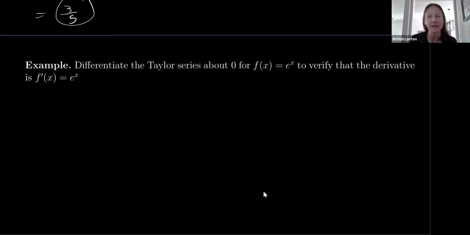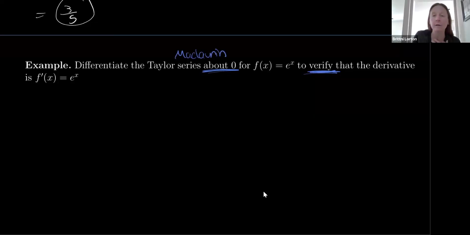The derivative of e to the x better be e to the x. We can't have used all this work and messed up math. So we know what the answer is supposed to be. We are just verifying that these Taylor series still work. So when I say about, I still mean centered. So use the Taylor series centered at 0. That means the Maclaurin series.